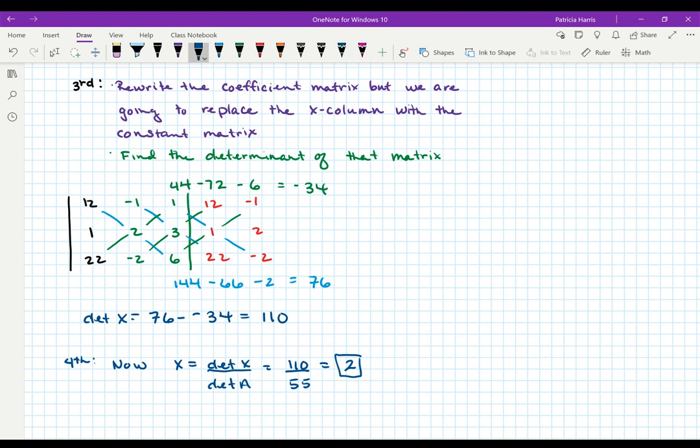Okay, now to find Y and Z, you do the exact same thing, but you're going to replace the y column and the z column. So let's walk you through it.